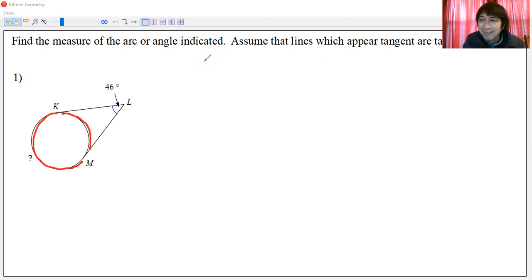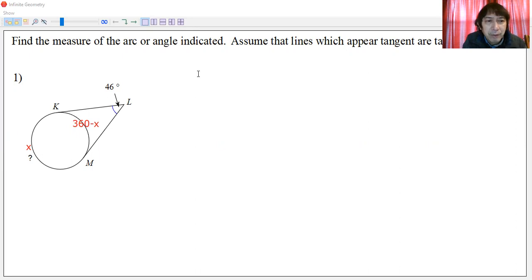None of them is given, and so we shall try to put expressions there which will allow us to solve it. If we put here a question mark, that means it's the unknown measure, unknown arc there. Now, if that will be x, then the other arc will be 360 minus x, one full circle minus the x.